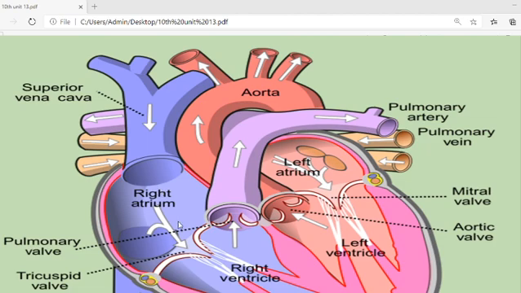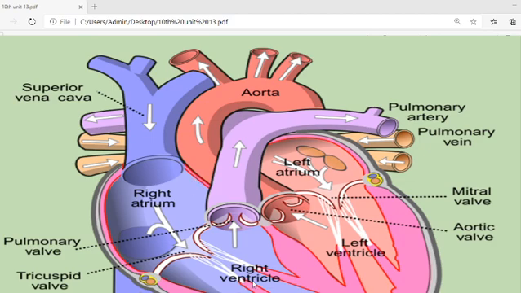The heart is divisible into 4 chambers: 2 auricles and 2 ventricles. The auricle is otherwise called the atrium. The right auricle and left auricle are divided by a partition. Right auriculoventricular aperture.